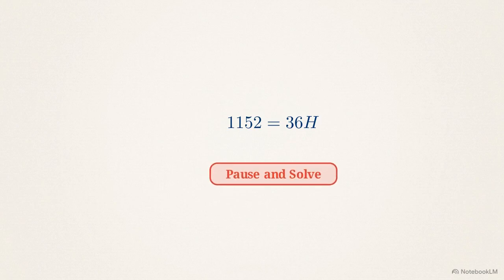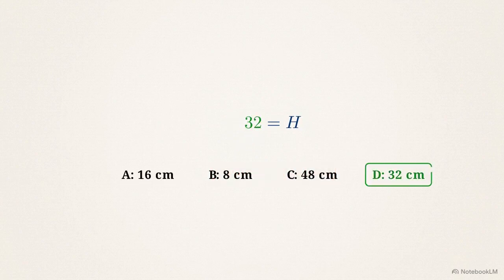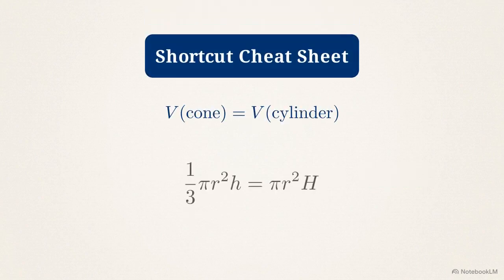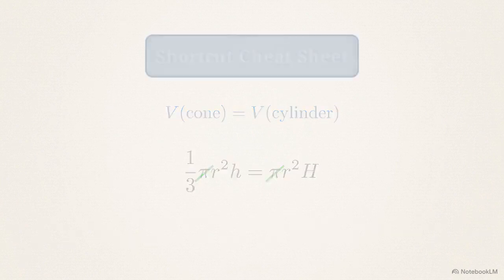Take a moment to divide 1,152 by 36 to find the height. Dividing gives us a height of 32 centimeters. Looking at our options, the correct answer is D. When you compare volumes of circular shapes on an exam, remember this approach. Equate the formulas and cancel out pi immediately.